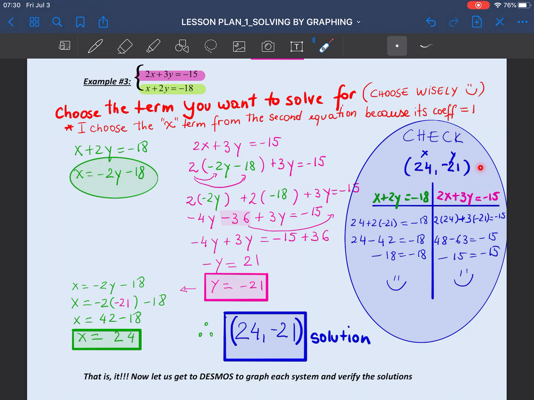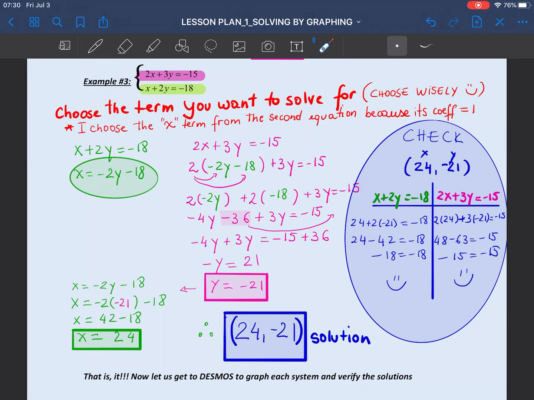And if you want to check, you take these two coordinates, substitute them in either equation, and you will see, or you have to verify, if the left and the right side end up being equal, which they did. So we're happy, and we can say with more confidence that the point with coordinates 24 and negative 21 is the solution to this system.